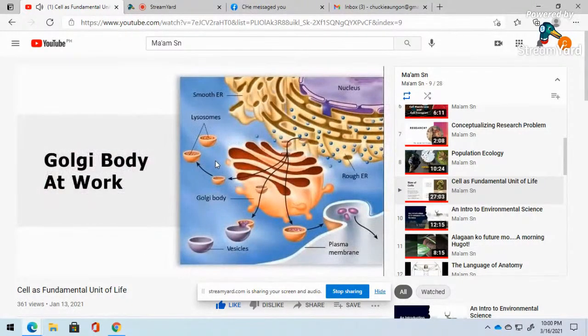So how do Golgi bodies work? The Golgi bodies receive proteins and lipids from the rough ER. Now it modifies some of them and sorts them, then concentrates and packs them into sealed droplets called vesicles. These vesicles are then ready for transport to their next destination.